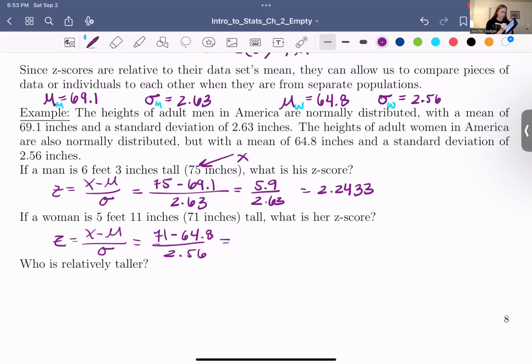2.56. And I'm going to do the subtraction first. So 71 minus 64.8. You are welcome to do this in one step, okay? You don't have to show that you did the subtraction first. And we're going to divide by 2.56. And we get 2.4219, and that's rounding the 4th decimal. So this is saying that the woman is 2.4 standard deviations above the average.